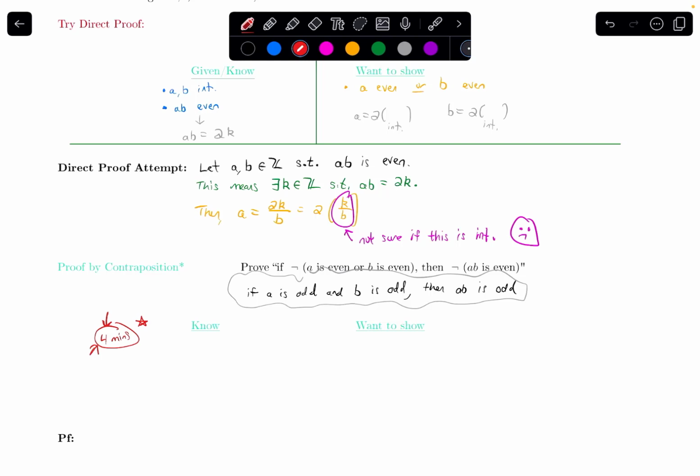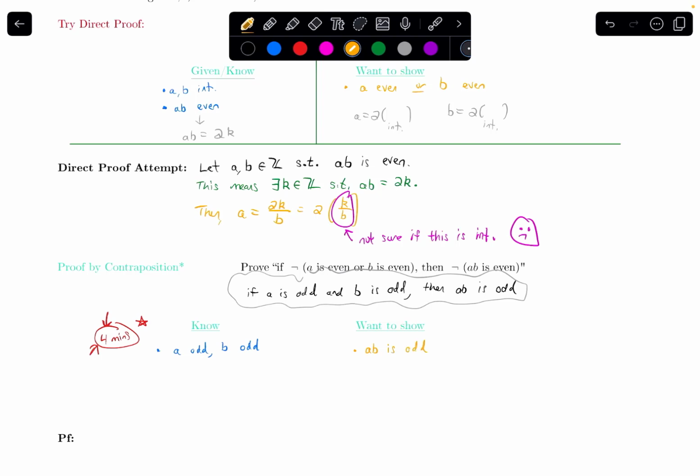All right, so hopefully you paused it and tried it. Let's talk about it. Okay, so what is it that we are given, that we get to work with? Well, we have the if part of the statement. That's what we get to assume is true. So I'll put a bullet point here. We get to assume that A is odd and that B is odd. We get to assume that's true. And I want to show the then part. I want to show that AB is odd.